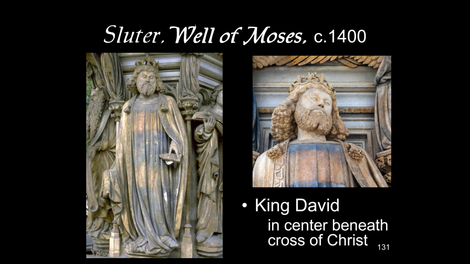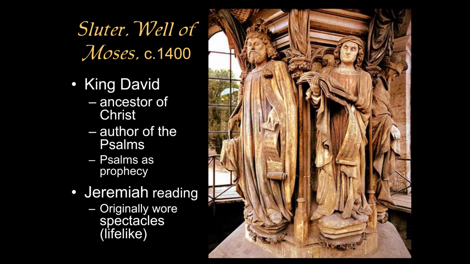King David was considered to be both a prophet and a king. And you may remember that he was believed to be an ancestor of Christ. Now, the Christ is supposed to have come from the house of David. David was also the traditional author of the Psalms, and the Psalms were one of the books of the Bible that were read as prophecy. So he here is placed with the prophets. The figure next to him, and once again, notice how very naturalistic these forms are. They look like real people.